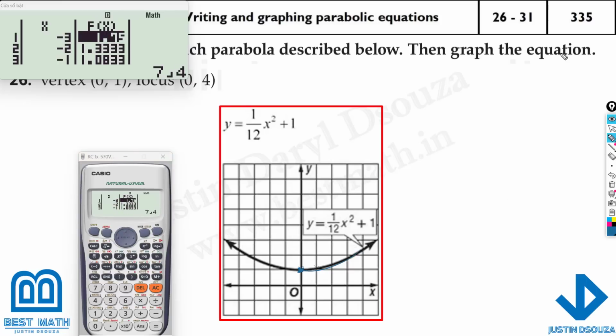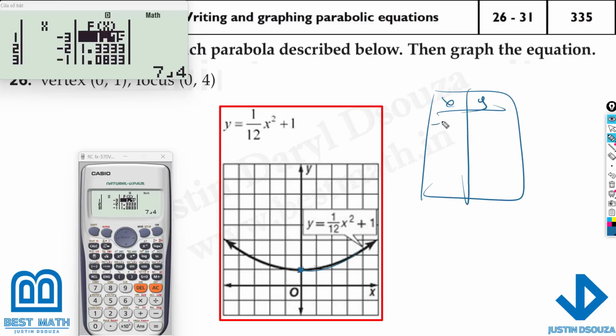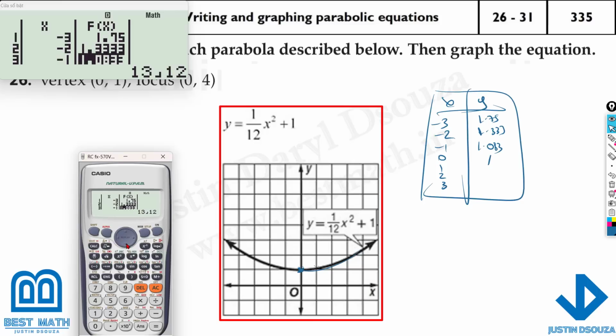Write this out. Make a simple table. X, Y. It's -3, -2, -1, 0, 1, 2, 3, right? Look at the values here. It's 1.75, 1.333, 1.083. And over here, if it's 0, it's 1. And get all the values. And then you can see they'll be symmetrical. Why? Because after vertex it repeats, right? So these must be the same here. It's again 1.083, 1.333, and 1.75.